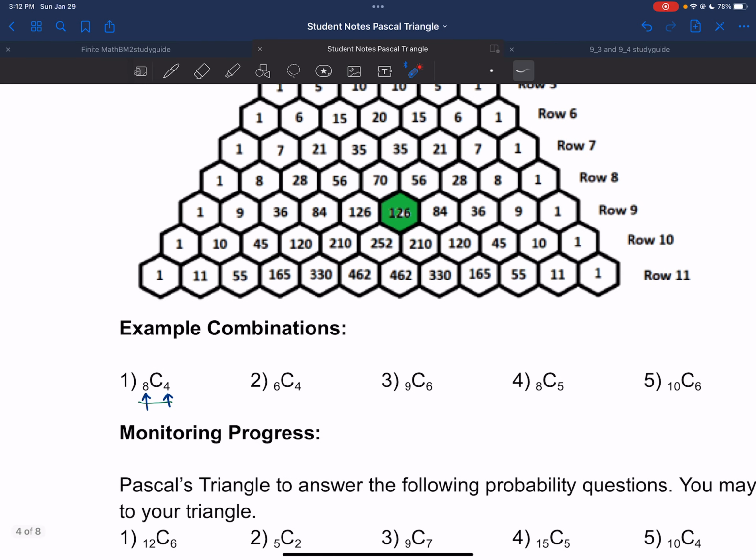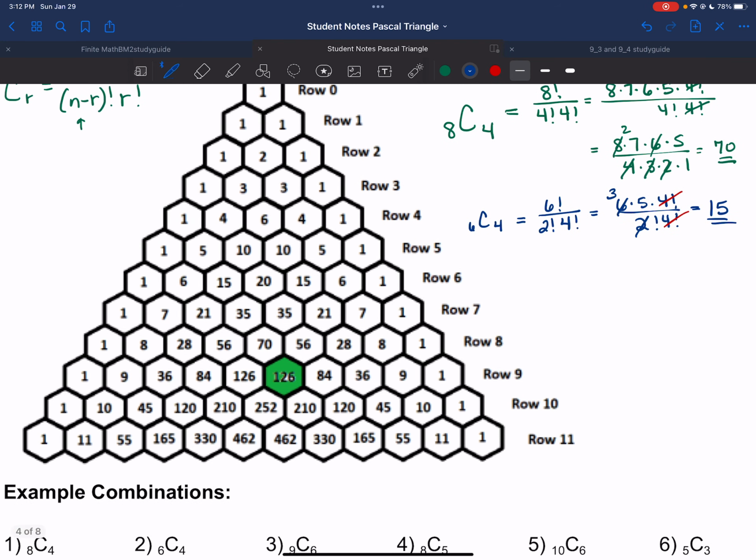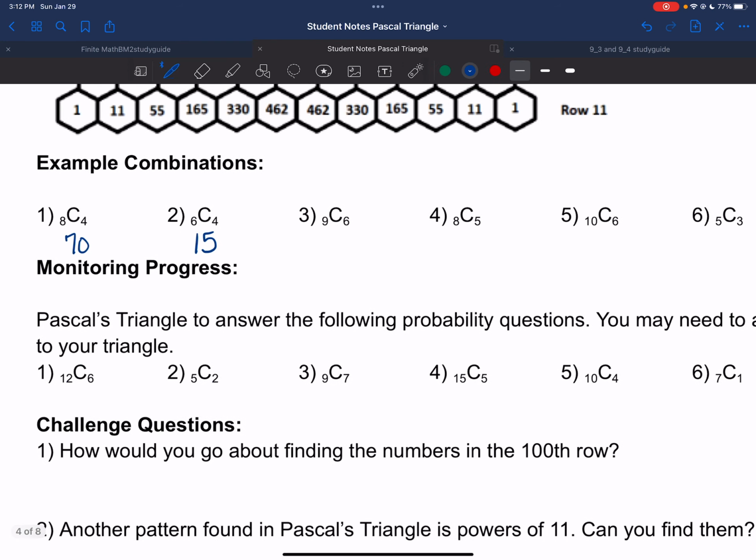So I'm going to go ahead and put down here 70. Now we said this one was going to be 15. So 6C4. So row 6, and then 0, 1, 2, 3, 4, 15. What did we get over here? Also 15. So my answer there is 15.